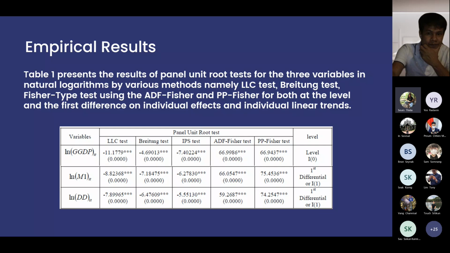So the GDP growth in the natural log data is stationary at level at the 1% level of significance, but the money supply and the demand deposit in the natural log data were stationary at the first difference at the 1% level of significance. Therefore, it indicated that each of the variables has a different integration level. So next slide, the table. Move on to the next slide.